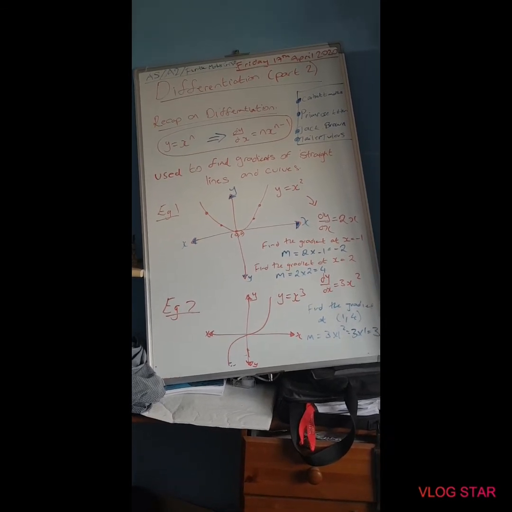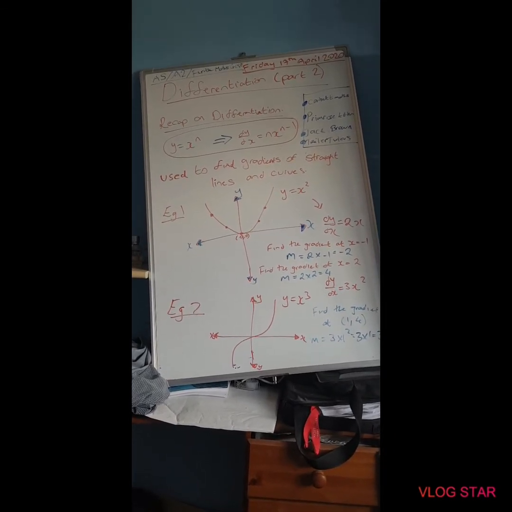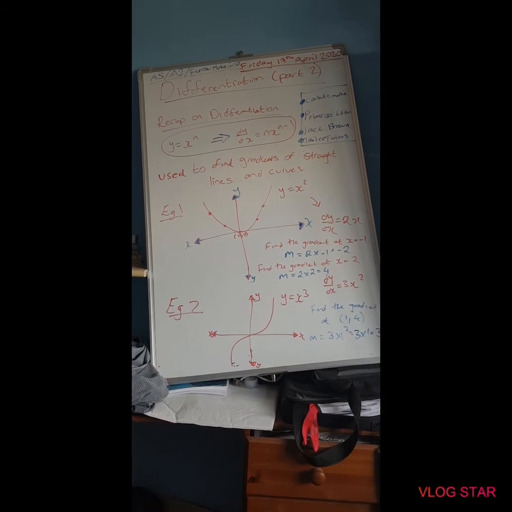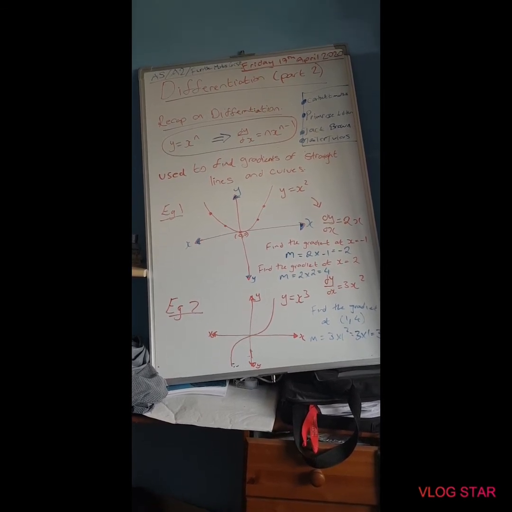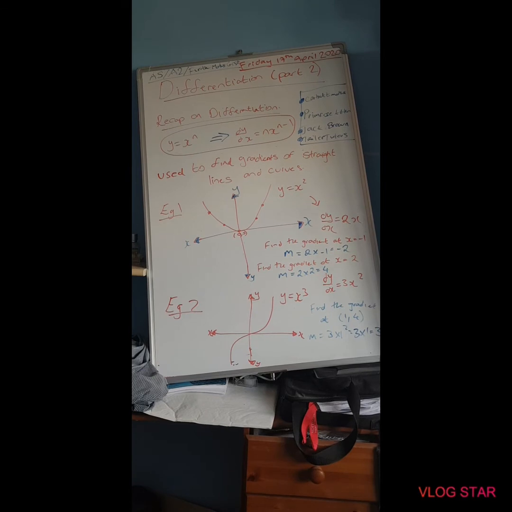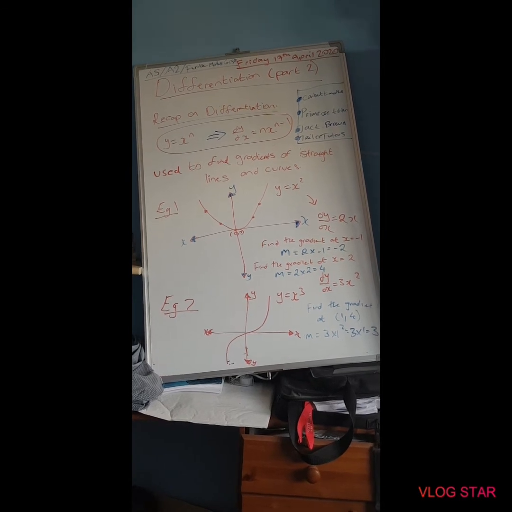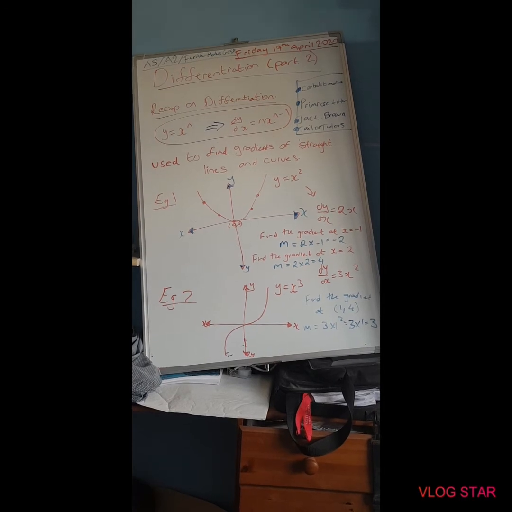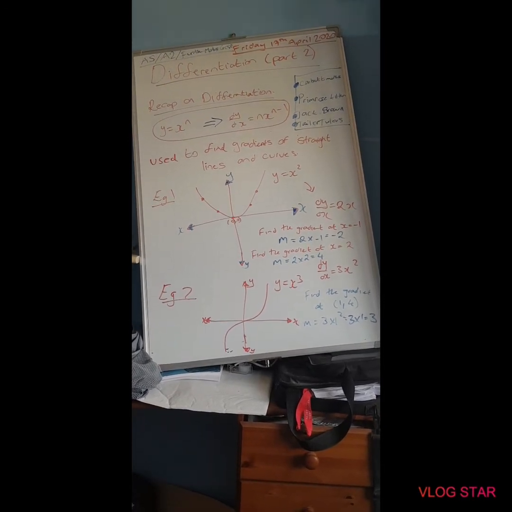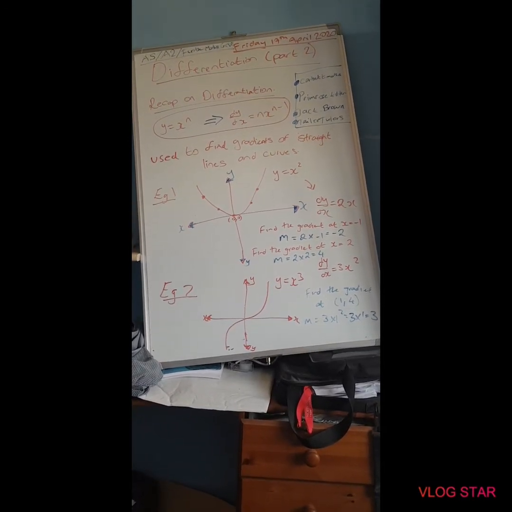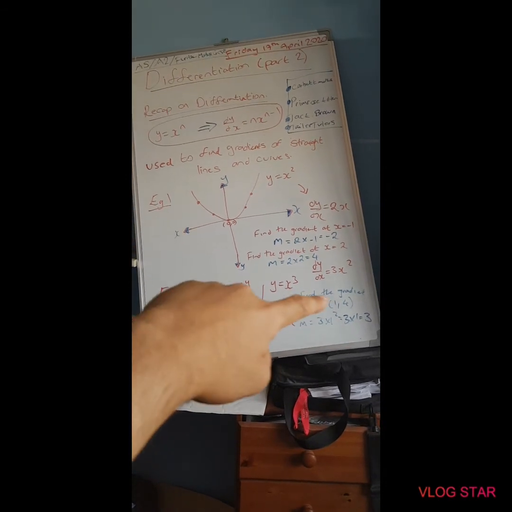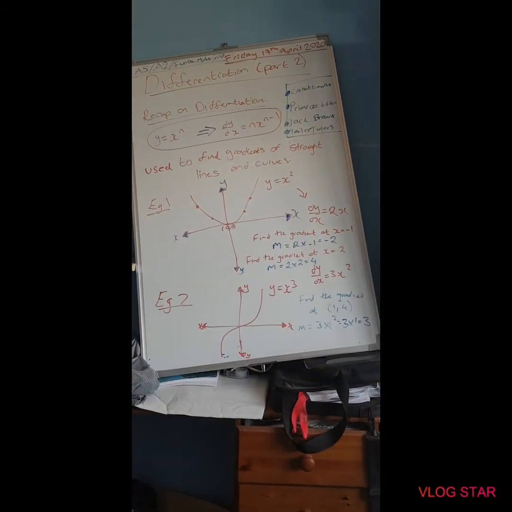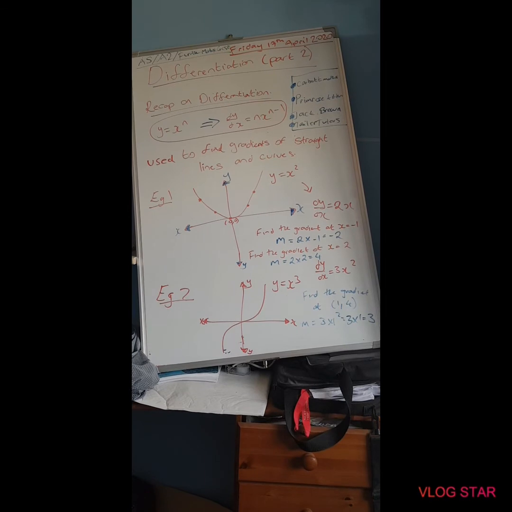Right guys, example number 2. y is equal to x cubed, so that is my cubic graph. dy by dx is equal to 3x squared. Find the gradient at 1, 4. The y coordinate there should be 1, 1. Apologies, it should be 1, 1 and not 1, 4. It should be a 1 there instead of a 4.